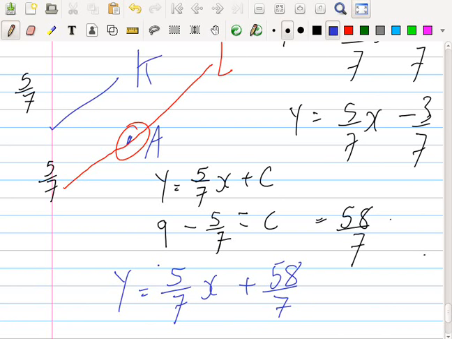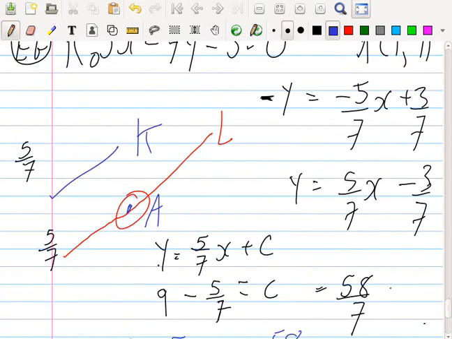And again, if it was perpendicular, what change would I have to make? What would the m be? Minus 7 over 5, yeah. So really, there's no big difference between parallel and perpendicular. It's a tiny difference.